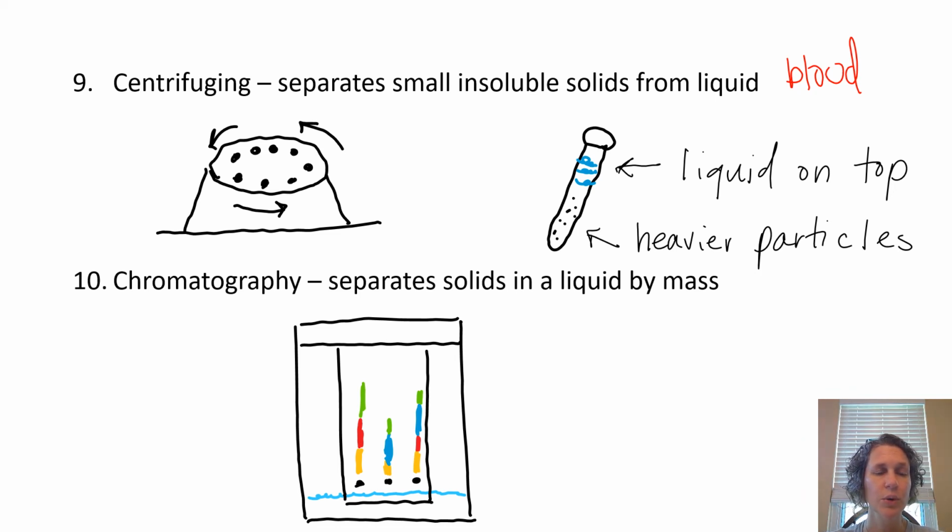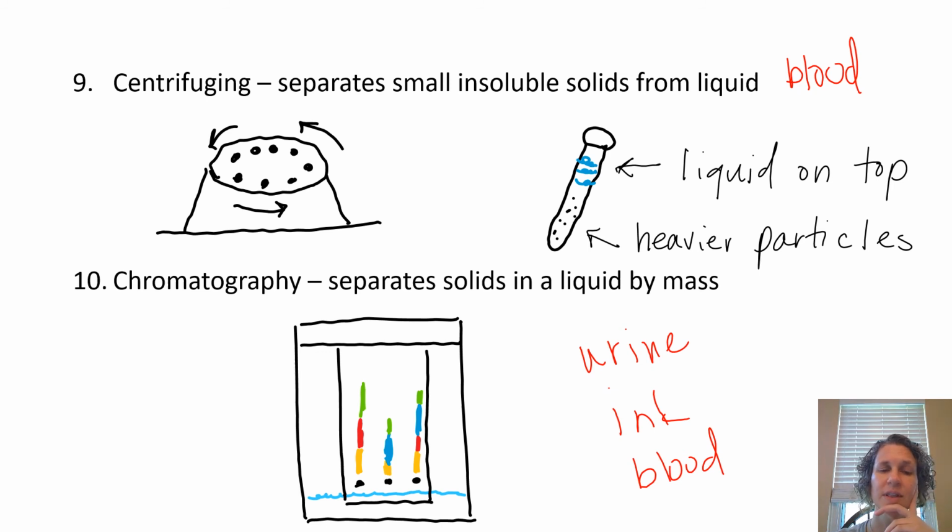The last one is chromatography. Chromatography separates solids in a liquid by mass, and they can do this like when they do urine tests for different drugs, different substances, different inks. They can do this with blood or DNA, even a form of it.